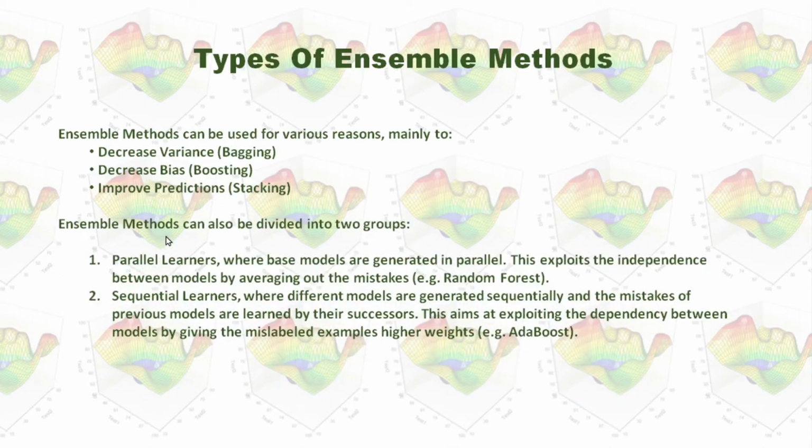Ensemble methods can also be divided into two groups. One group is parallel learners. That means all the small models don't have any relationship. They all work independently, and we will sum up all the conclusions from all the small models.